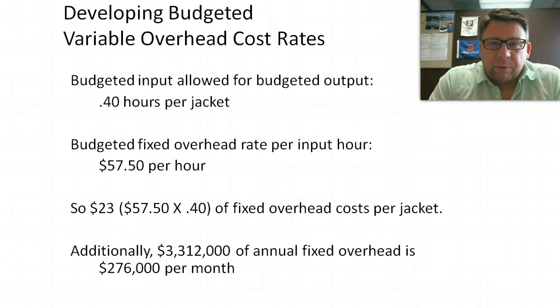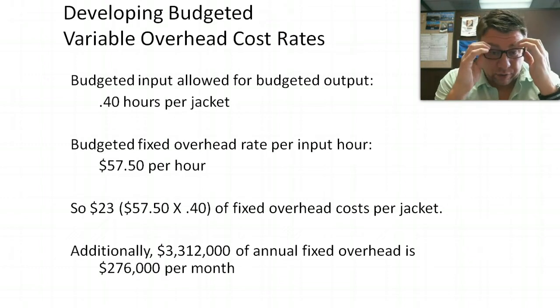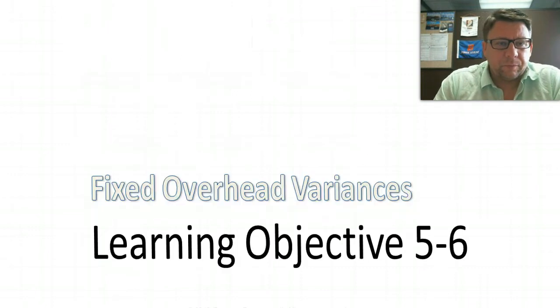So to summarize, right, 0.4 hours per jacket. The fixed overhead rate is $57.50 per hour. So $23 of fixed overhead is going to get allocated to every jacket. And one final thing to think about, so we're doing $3.3 million for the year. That's $276,000 for each month. So let's look at the variances.